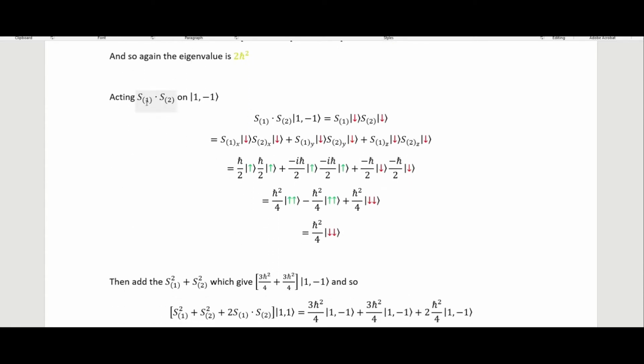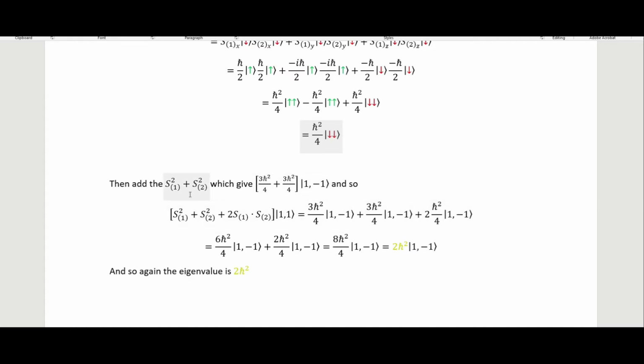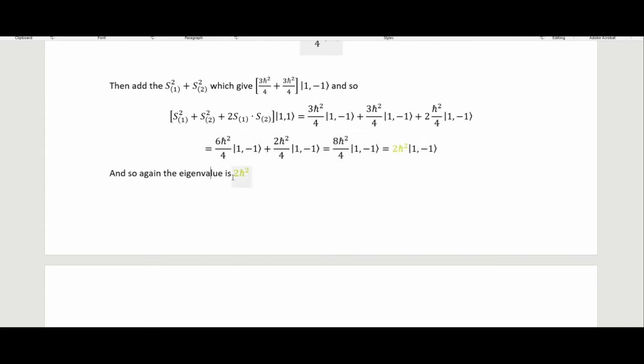We do the same thing again for the 1, minus 1. We end up with this. So we then use the entire thing here. We have our 3/4 h bar squared plus our 3/4 h bar squared plus the h bar squared here, or the 2 over 4 h bar squared. And so once again, we end up with our 2h bar squared as our eigenvalue.